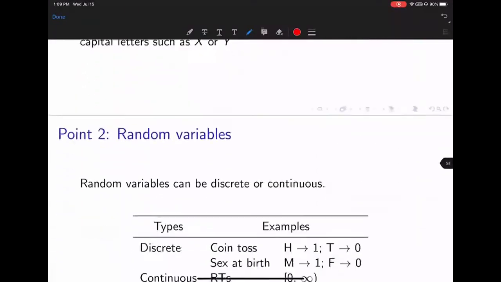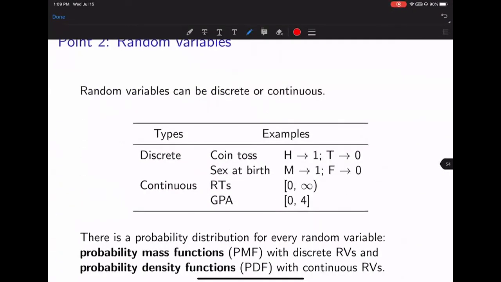And last week, we touched on this basic idea of random variables, right? Discrete or continuous. Discrete, such as coin toss, sex at birth. You can map all the outcomes, and you can assign numerical values to all the outcomes.